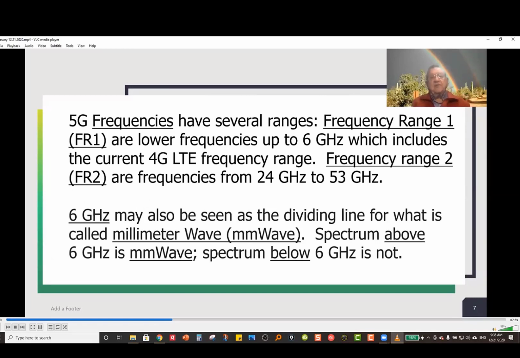5G frequencies have several broad ranges. Frequency range 1 contains lower frequencies up to 6 gigahertz, and this includes the current 4G LTE frequency range. Now, range number 2, FR2, are frequencies from roughly 24 gigahertz to 53 gigahertz. 6 gigahertz may also be seen as the dividing line for what is called millimeter wave, or mmWave. Spectrum above 6 gigahertz is millimeter wave. Spectrum below 6 gigahertz is not millimeter wave.